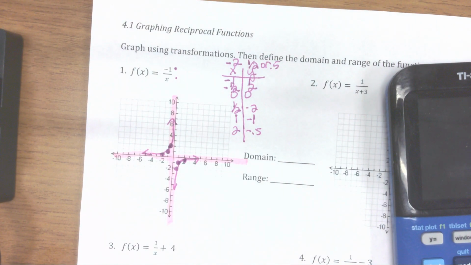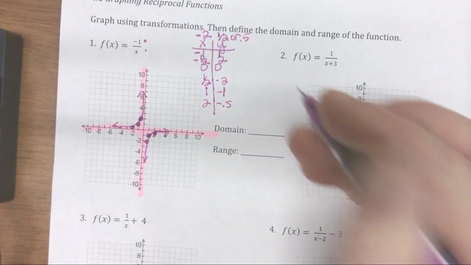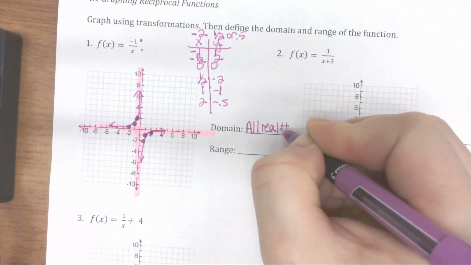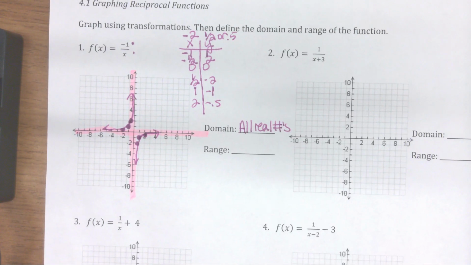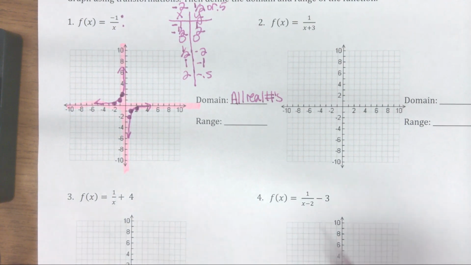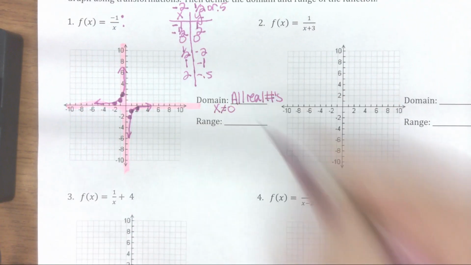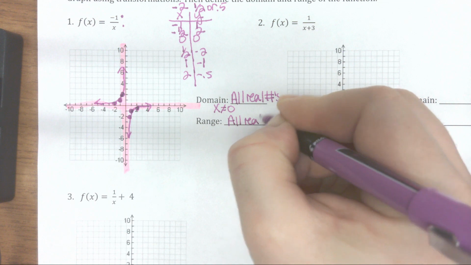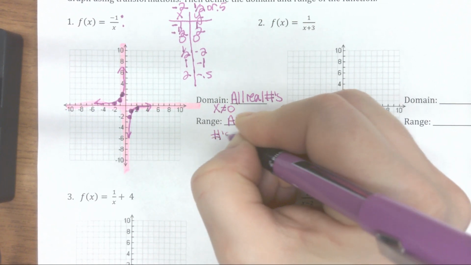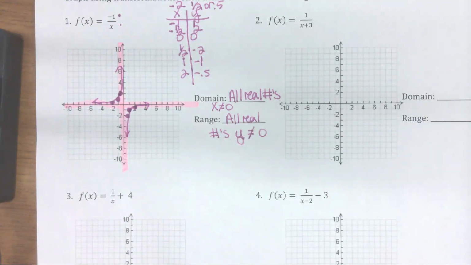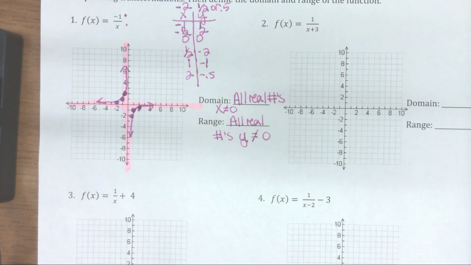Okay, the domain and range do not change. So the domain is still all real numbers. I'll put the symbol for real numbers, but what is x not equal to? 0. And the range is still all real numbers. But y is not equal to 0. All right.